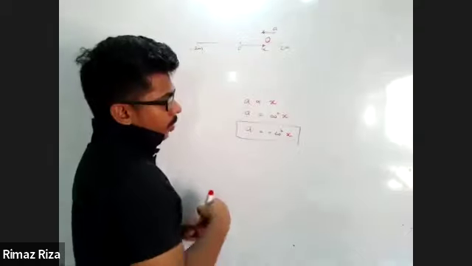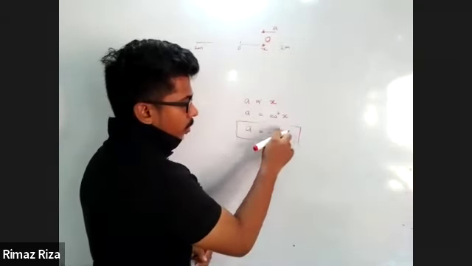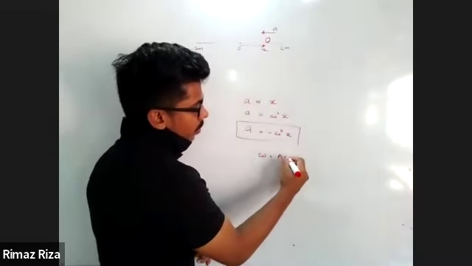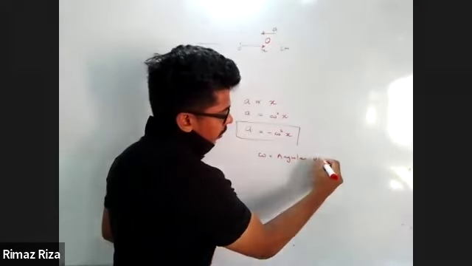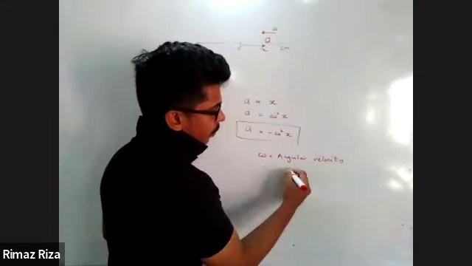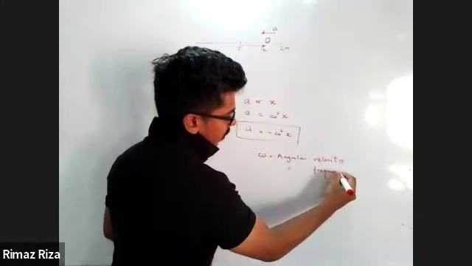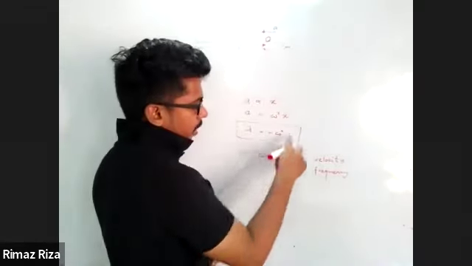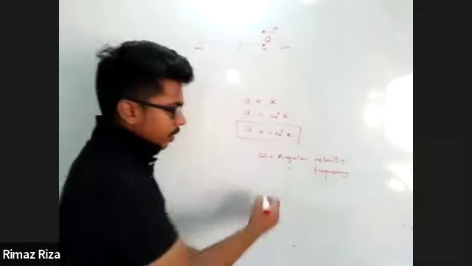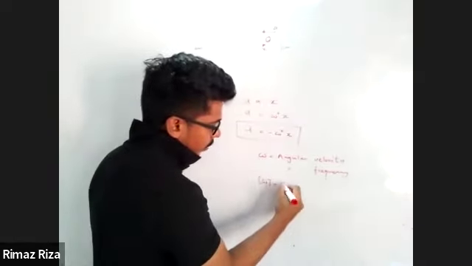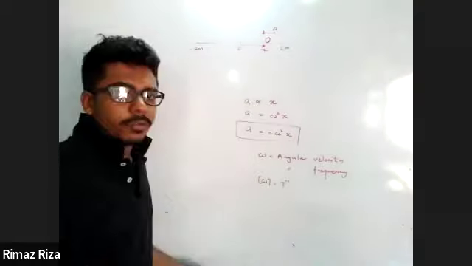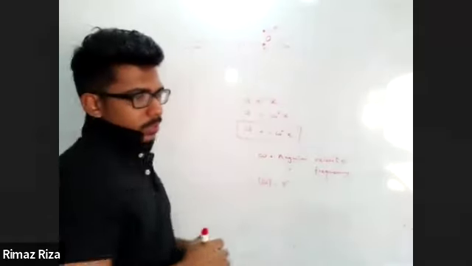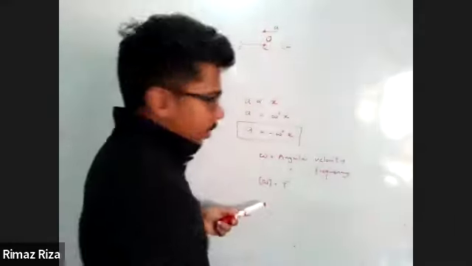Here, omega, the square root of this constant, is also known as angular velocity or angular frequency. Its unit is per second, and its dimension is T to the minus 1. Since it has the same dimension as frequency, we call it angular frequency.